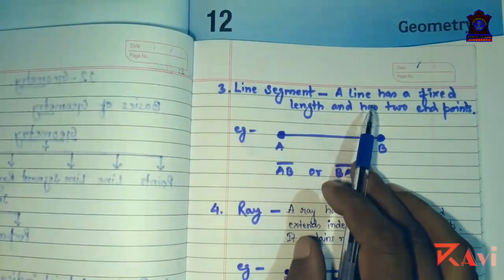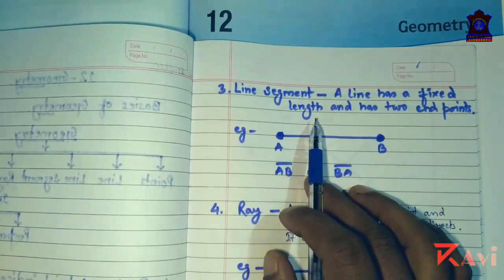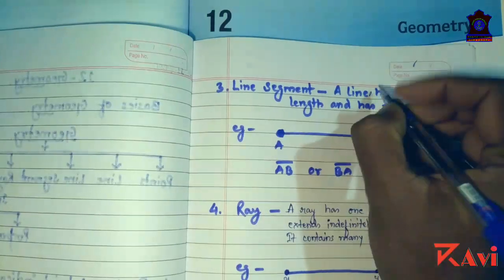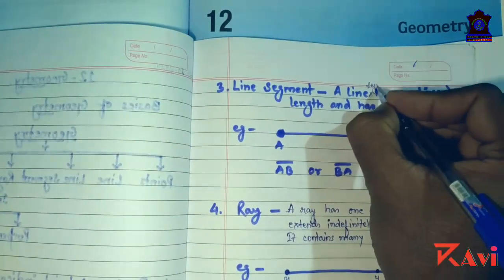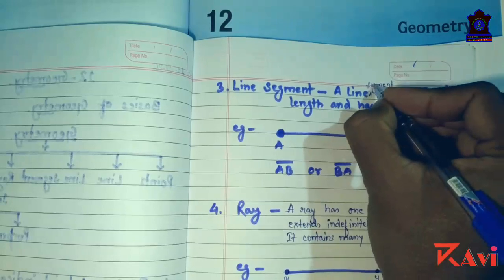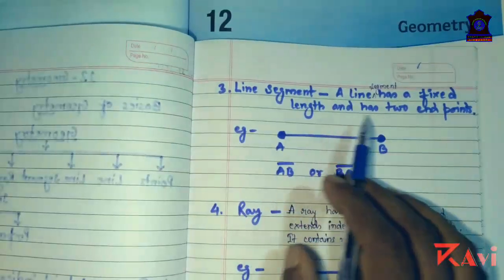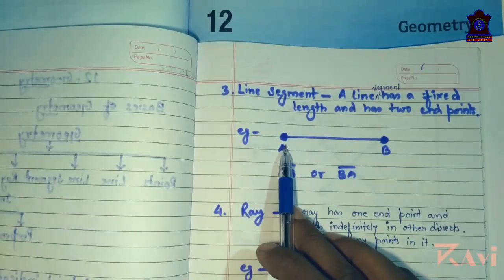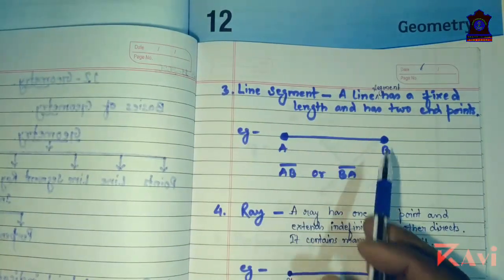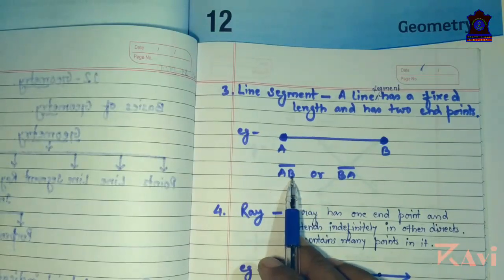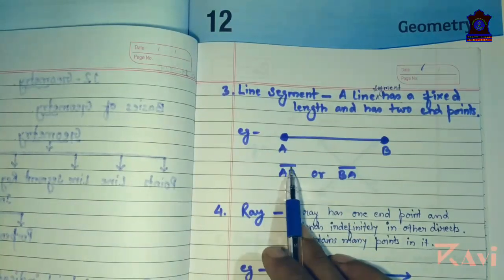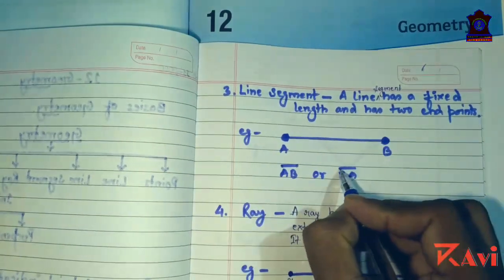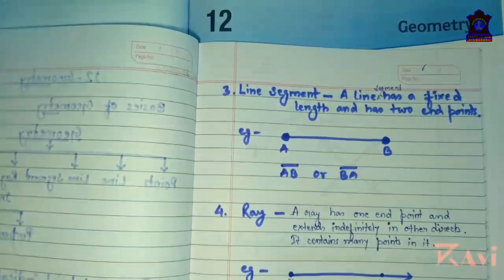Now third is line segment. A line segment has a fixed length and has two endpoints. Clear? For example, line segment AB. We can read it like this, AB or BA. Look at the symbol. It is simply a line segment. It is a part of a line.